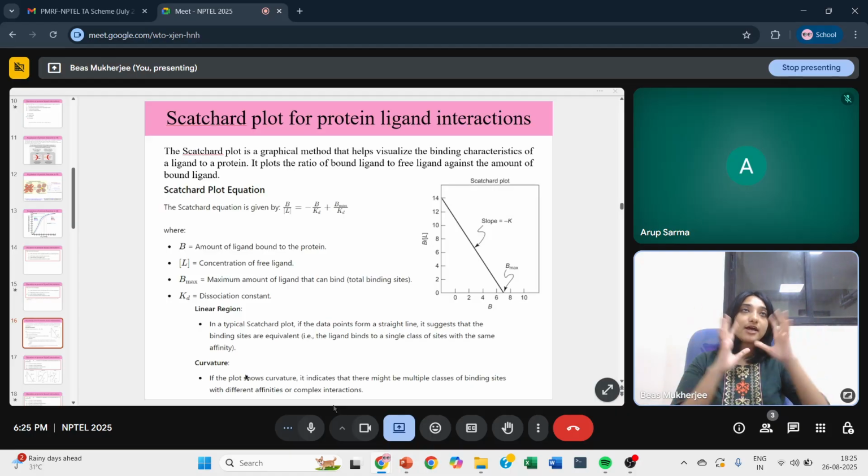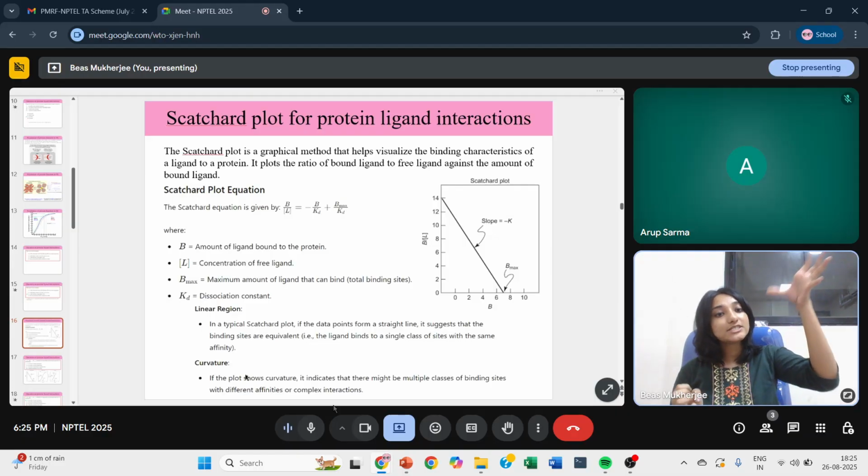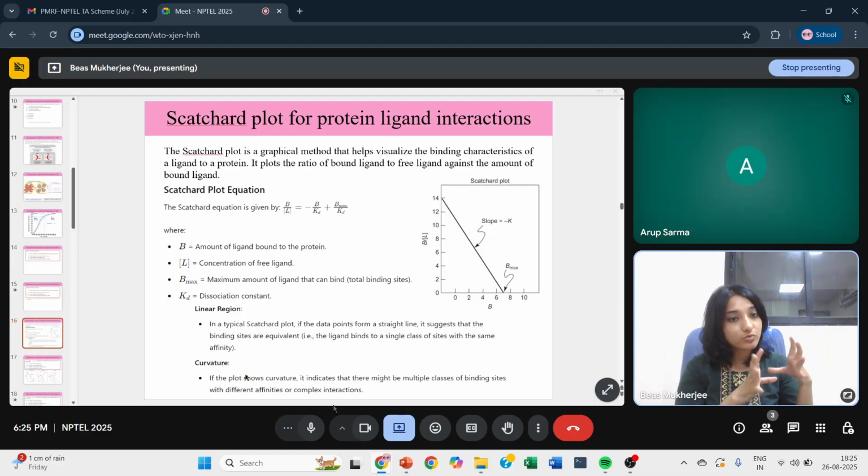So let's say a protein has two ligand binding sites. Now there will be a lot of protein molecules and a lot of ligands. At a time it is possible that both the sites in the protein will be occupied by two ligand molecules when the concentration of the ligand is, let's say, very high, right? But sometimes both the sites are not occupied by the ligands. The total binding site is taken as the maximum capacity of the protein to bind to the ligand, and that is taken into consideration. Now Kd is the dissociation constant.